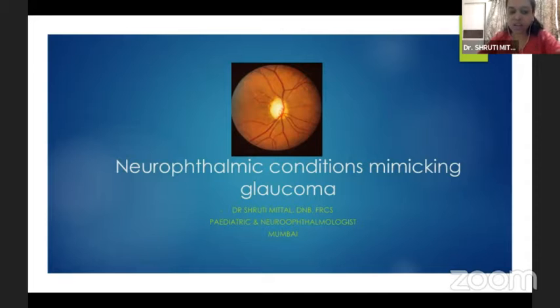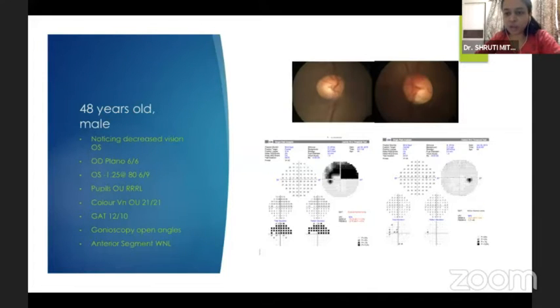Prashant. Thank you. So I will be talking about various neuro-ophthalmic conditions mimicking glaucoma. I would like to start with this case of a 48-year-old male who presented to us with decreased vision in the left eye. His best corrected visual acuity on presentation was 6/6 in the right eye and 6/9 in the left eye.